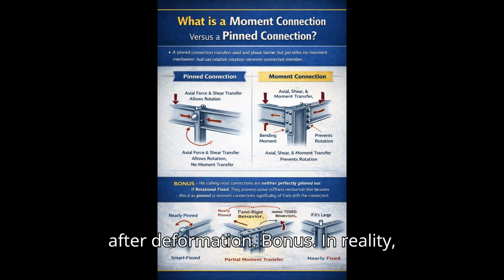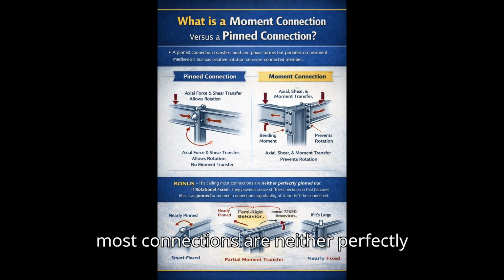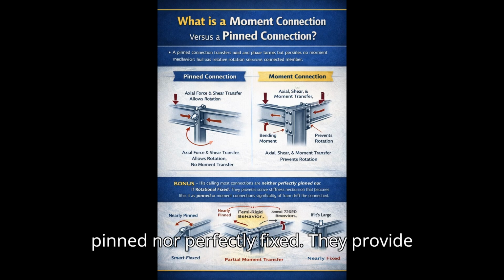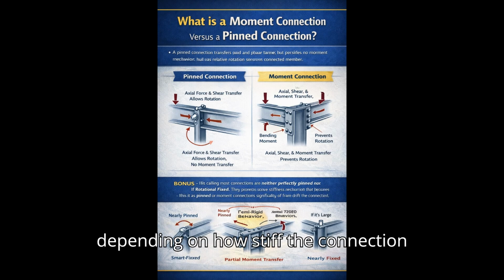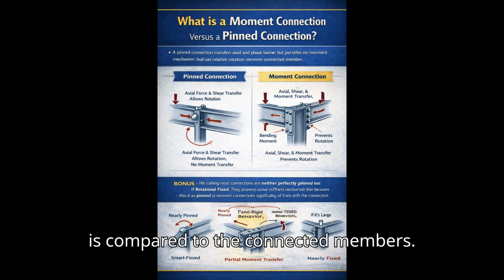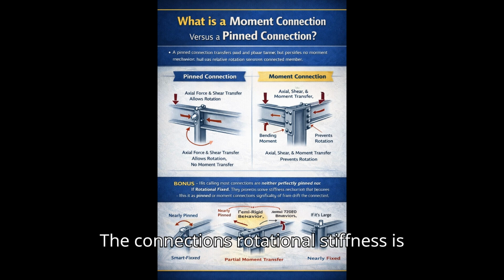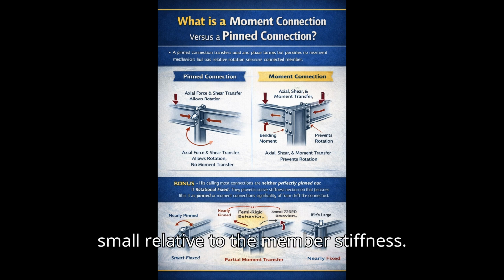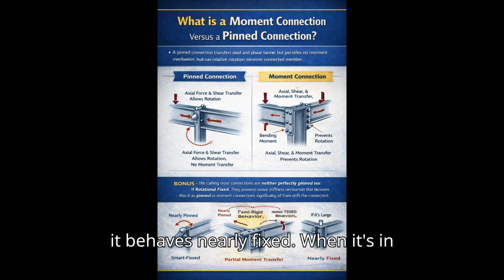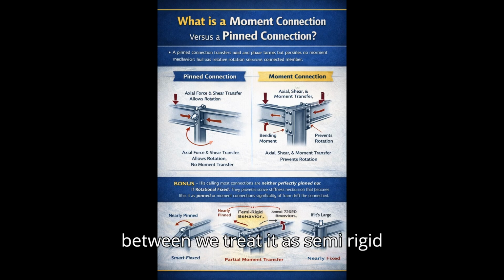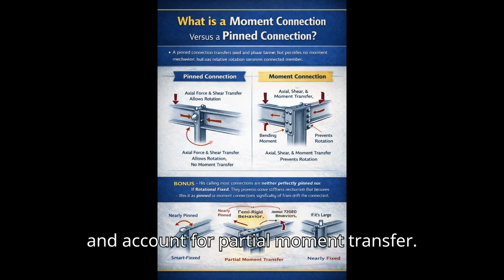Bonus: in reality, most connections are neither perfectly pinned nor perfectly fixed. They provide some rotational stiffness. We idealize them as pinned or moment connections depending on how stiff the connection is compared to the connected members. If the connection's rotational stiffness is small relative to the member stiffness, it behaves nearly pinned. If it's large, it behaves nearly fixed. When it's in between, we treat it as semi-rigid and account for partial moment transfer.